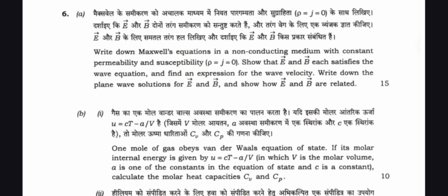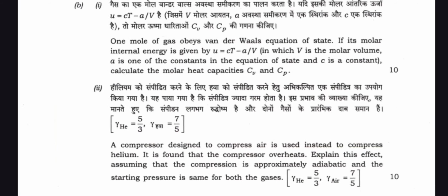In question number 6, write down the Maxwell equations. Write down Maxwell's equations in a non-conducting medium with constant permeability and susceptibility, with rho equal to J equal to 0, so that vectors E and B each satisfy the wave equation, and find the expression for the wave velocity. Write down the plane wave solution for vectors E and B, so that E and B are related. So this is the conducting medium Maxwell equation, alpha and beta. And the question number B is here.